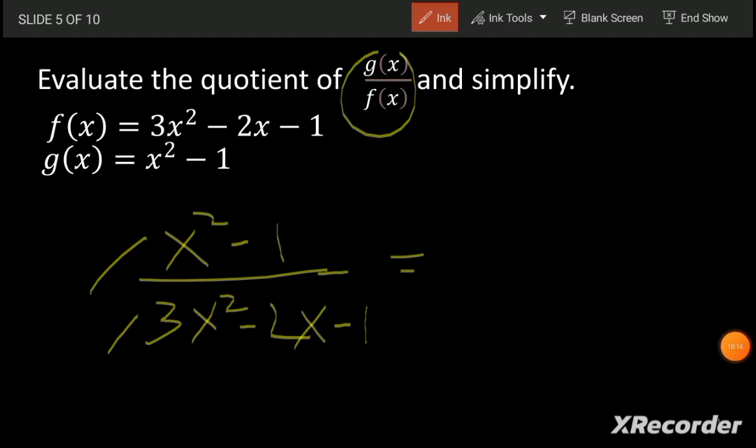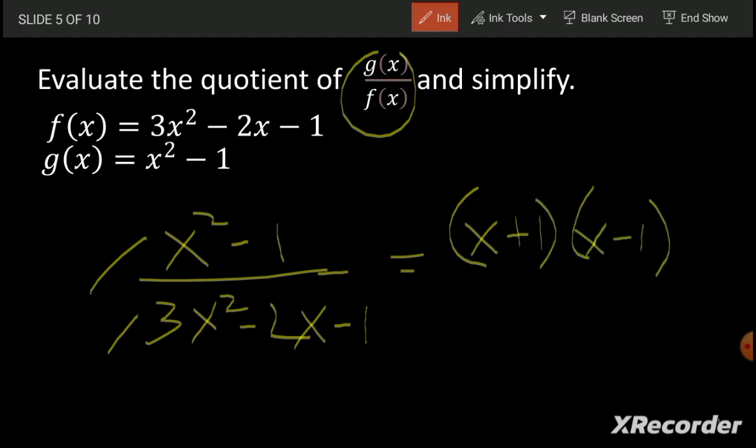So when we factor x squared minus 1, it's a difference of two squares. So its factors are x plus 1 and x minus 1. If we multiply these two binomials by using FOIL, or FOIL is the acronym for first, outer, inner, last, its result is x squared minus 1.